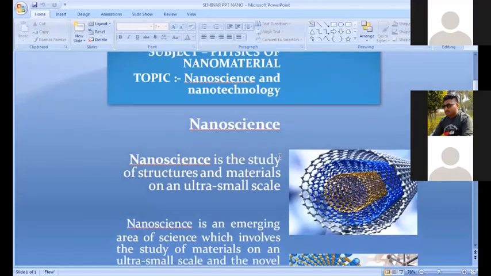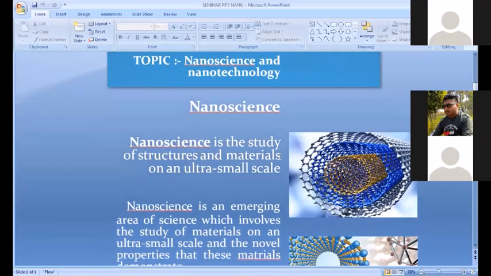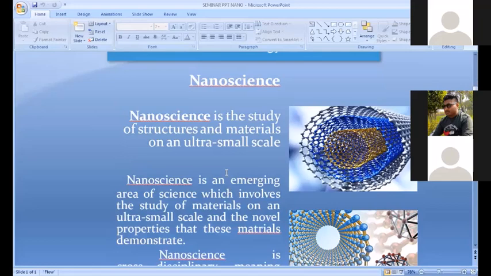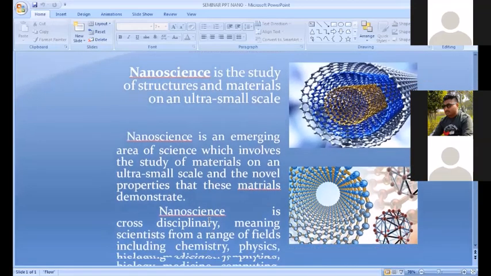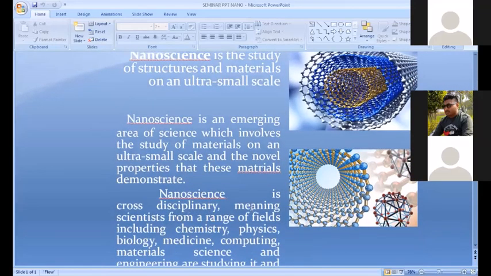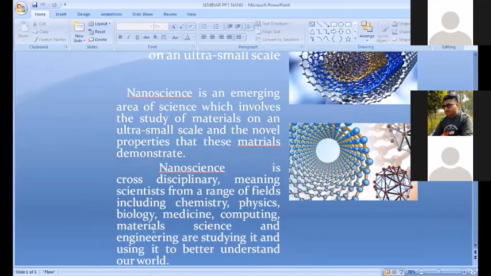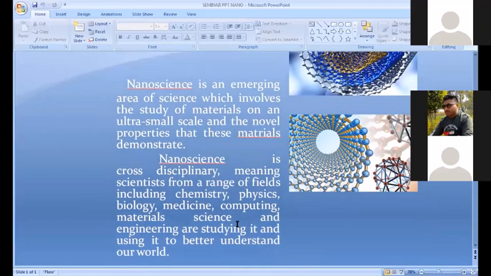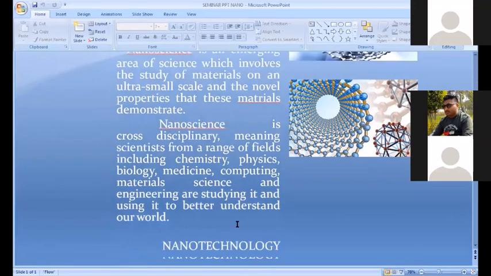Nanoscience is the study of structure and material on an ultra small scale. Nanoscience is an emerging area of science which involves the study of materials on an ultra small scale and the novel properties that these materials demonstrate. Nanoscience is cross-disciplinary, meaning scientists from a range of fields including chemistry, physics, biology, medicine, computing, material science and engineering are studying it and using it to better understand our world.